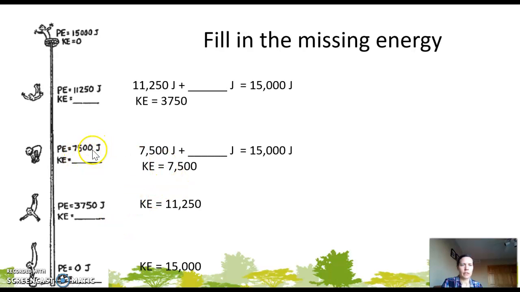7,500 here. So here it's half potential, half kinetic. Here it's more kinetic, 11,250 kinetic, less potential. And then at the very bottom, it's all kinetic for just a moment. And then when he hits, it's going to change to a different type of energy. There might be a lot of different kinds of energies happening there when he finally hits.